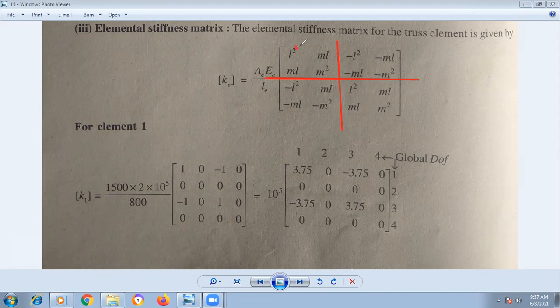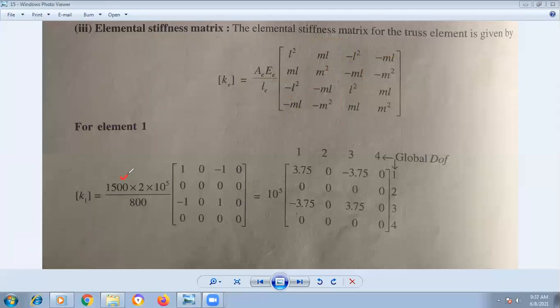Anybody? First write L square, M square along the principal diagonal elements, LM, LM. The same thing you write on all the 4 quadrants. So the diagonally opposite one will have negative terms, right? A by L is outside. So for each element, you will have a 4 cross 4 matrix, right?